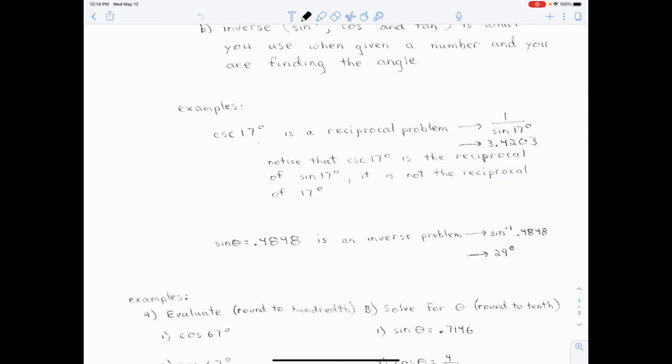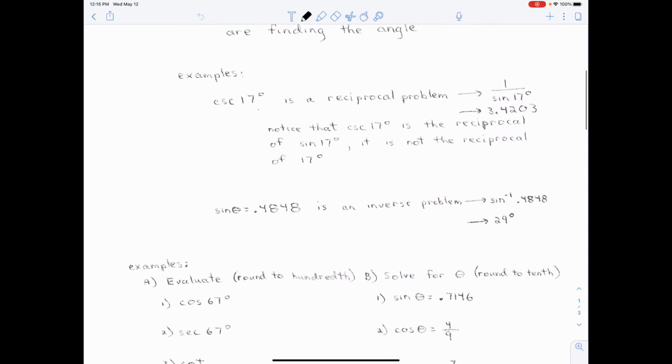So for instance, let's deal with reciprocal problems first. Cosecant of 17 is the reciprocal of sine of 17. So I write 1 over the sine of 17. Then you punch that into your calculator exactly as it says, 1 divided by the sine of 17 degrees, and you push enter and you should get that number to 4 decimal places. So cosecant is the reciprocal of sine. You don't take the reciprocal of the angle, you take the reciprocal of the trig function.